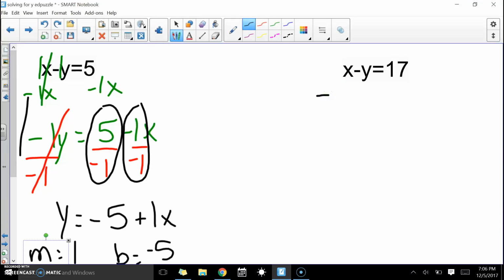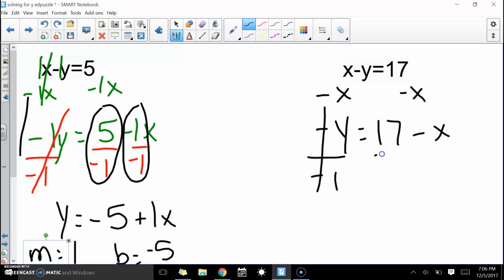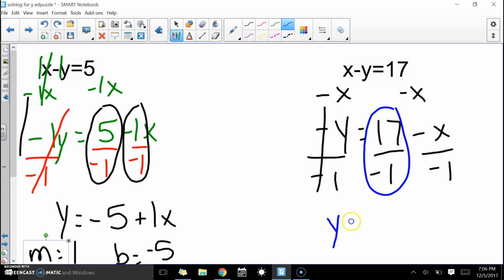Okay. I would subtract x, I am now left with negative y equals 17 minus x. I would divide by negative 1, divide by negative 1, divide by negative 1. 17 divided by negative 1 is negative 17. And negative 1 divided by negative 1 gives me positive 1.